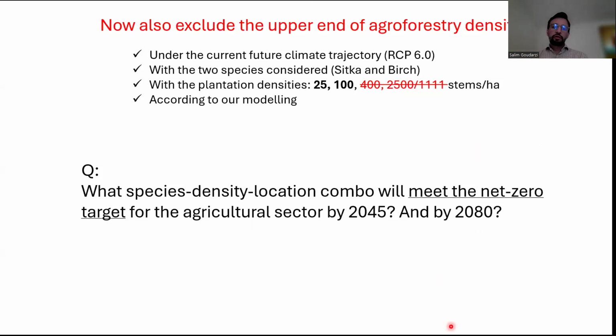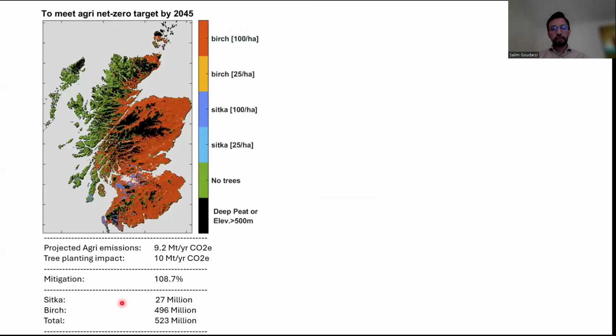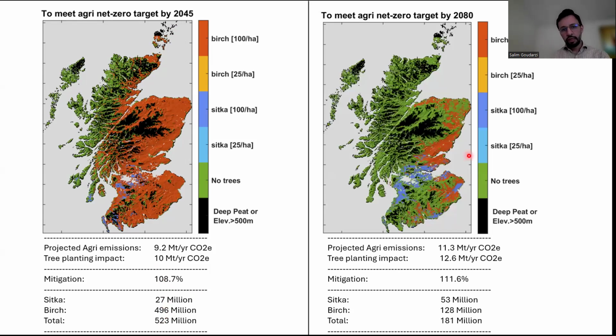Again, let's exclude the 400, which is the upper bound for what you might consider agroforestry. And if we did that, we suddenly need a much larger area to plant, mostly birch with some Sitka, to meet 100% of the 2045 target. We'd need 500 million trees in total. Again, for 2080, we'd need to plant in a much smaller area, most of which, again, is prime agricultural land. So, again, these are not necessarily realistic scenarios, just trying to put things into numbers. And we can still meet 100% of the agricultural sector's emissions targets.